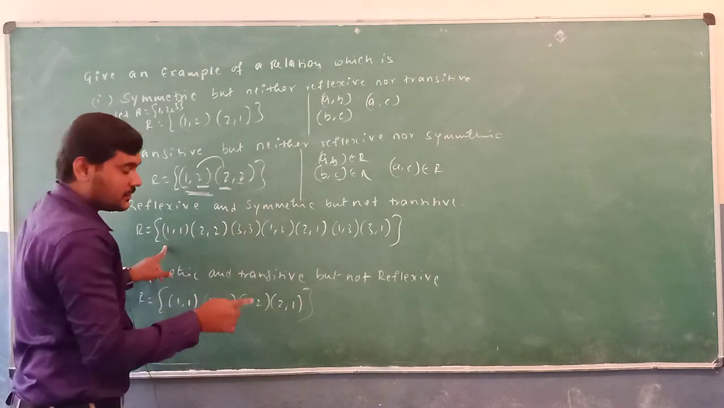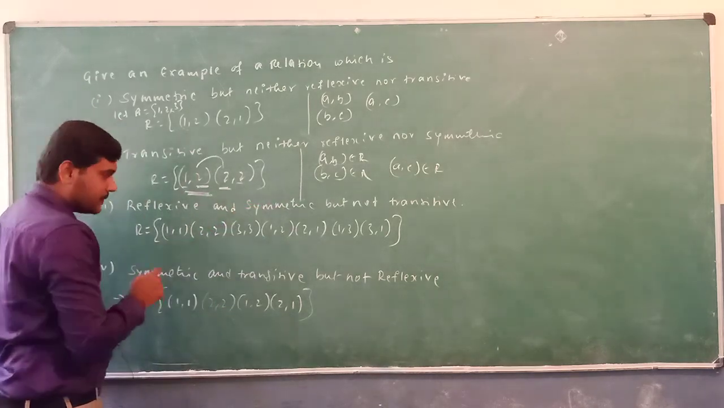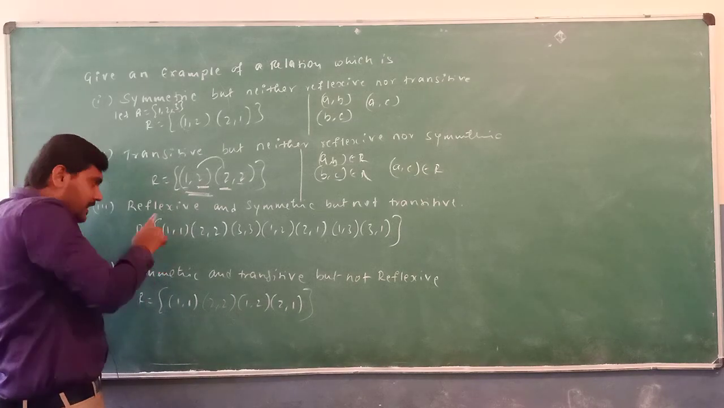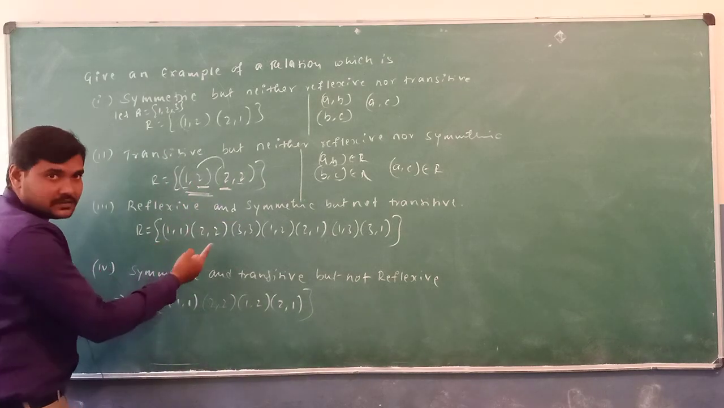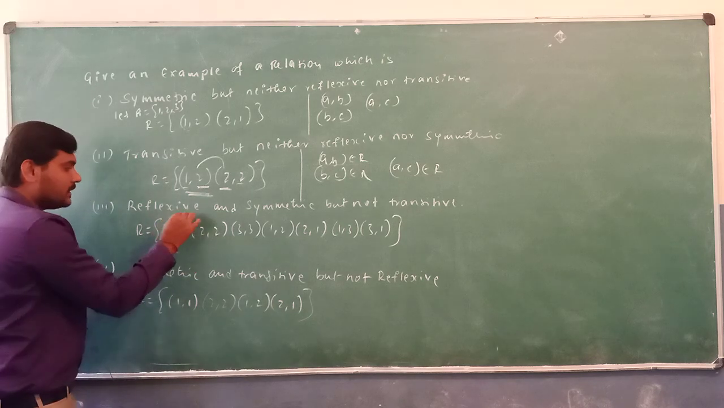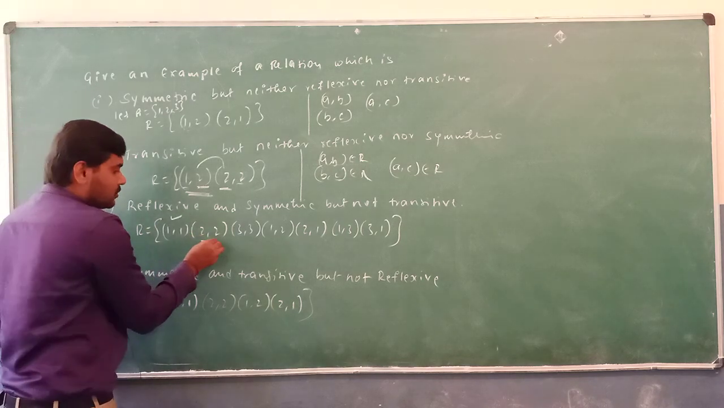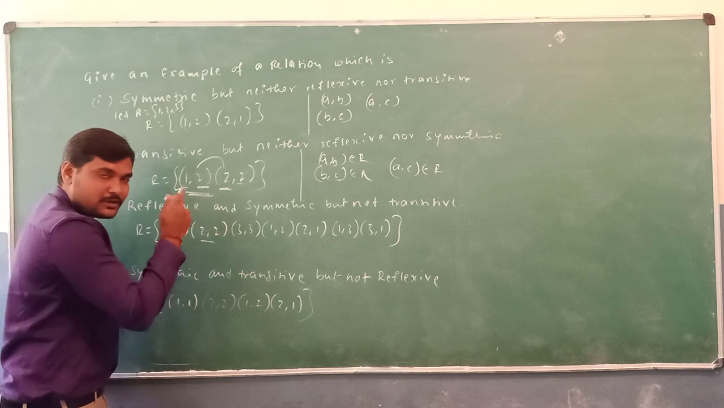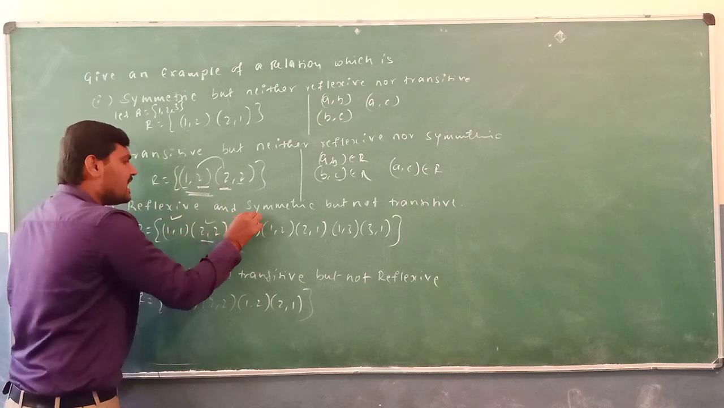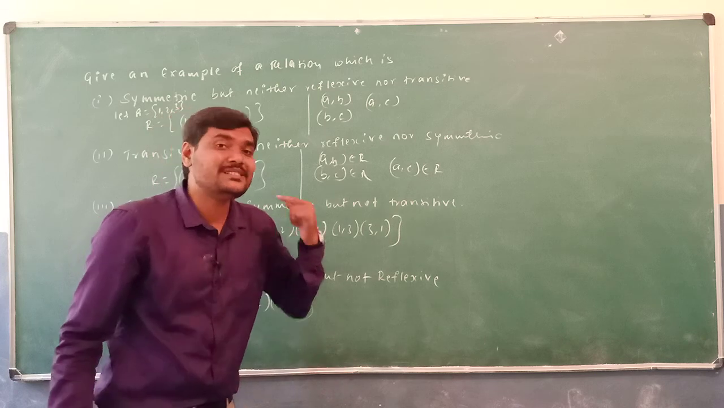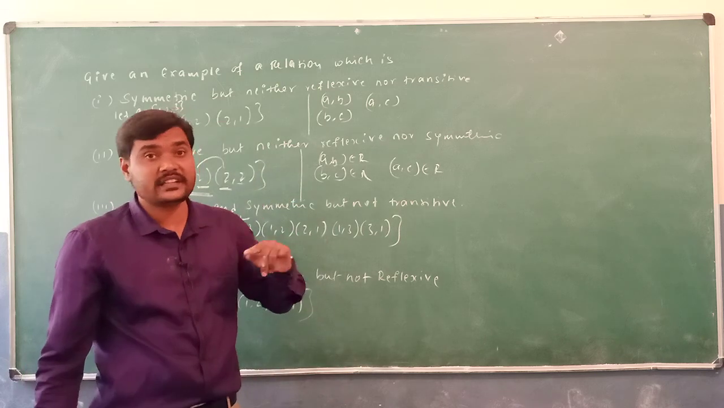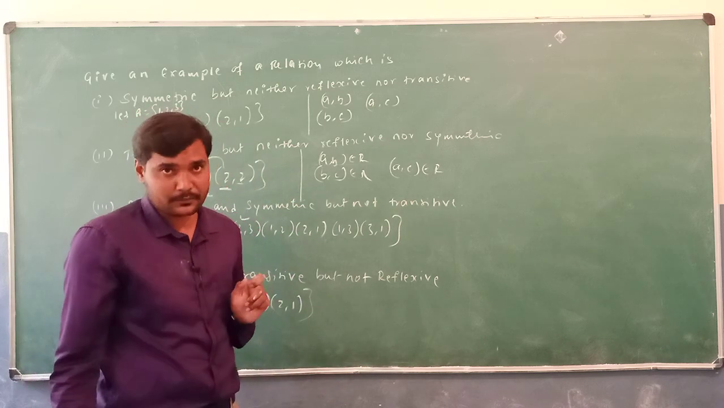To verify symmetric, (1,1) is there. Again (1,1). The (a, b), (b, a) is (1,1) again. So it's going to be symmetric. What about (2,2)? (2,2) is there. Again it is going to be symmetric. Already I have mentioned that every reflexive relation is going to be a symmetric relation, but every symmetric relation is not going to be a reflexive relation.